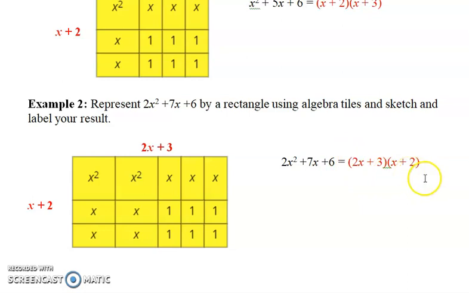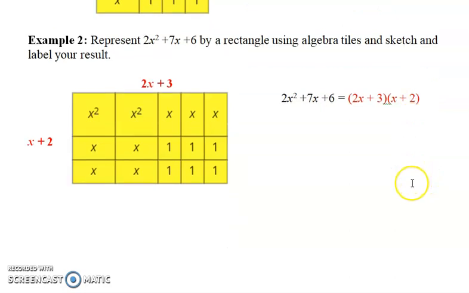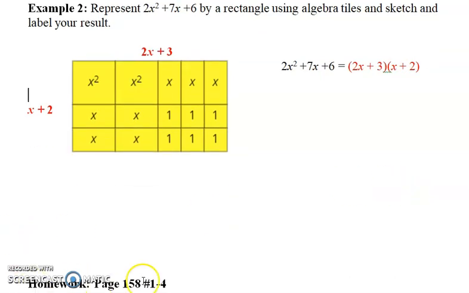Well, that's it for today's lesson. Very short lesson. There are some homework questions to go along with this on page 158, numbers 1 through 4. They assess your understanding, and that's it for this section.